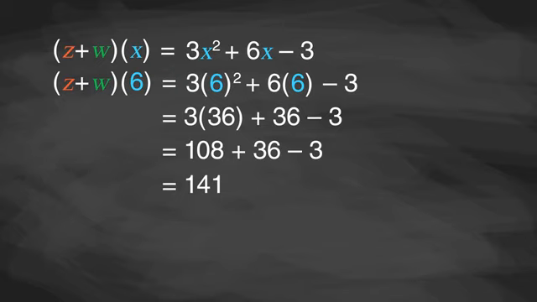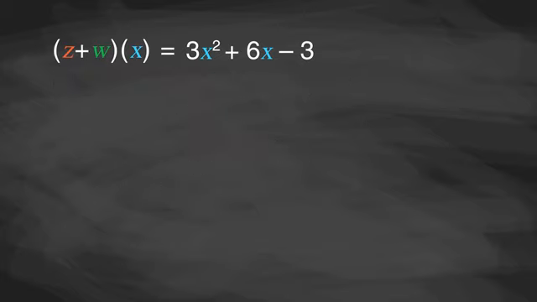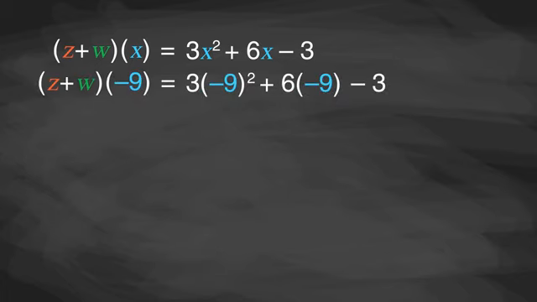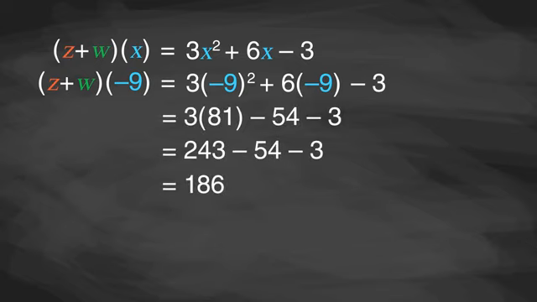Once z plus w of x is found, any value can be substituted in for x, and order of operations can be used to simplify. To find z plus w of -9, substitute -9 for every x, and simplify using the order of operations.